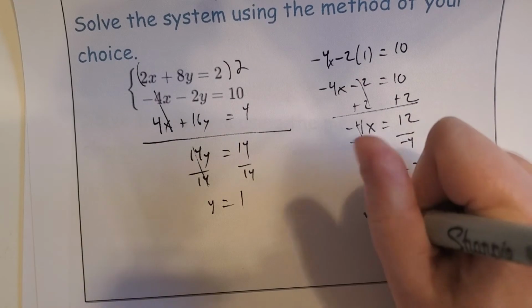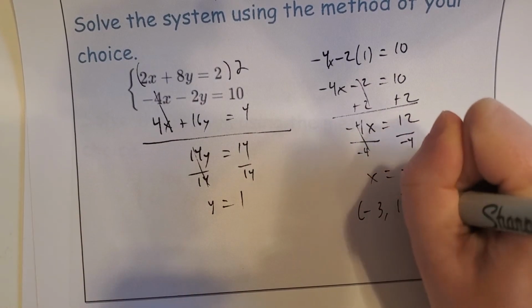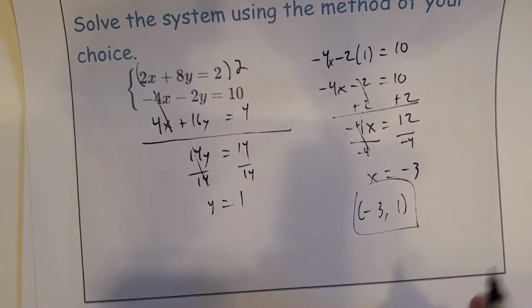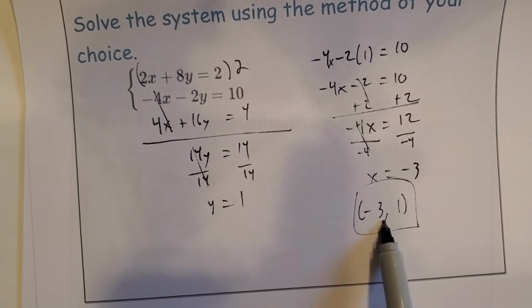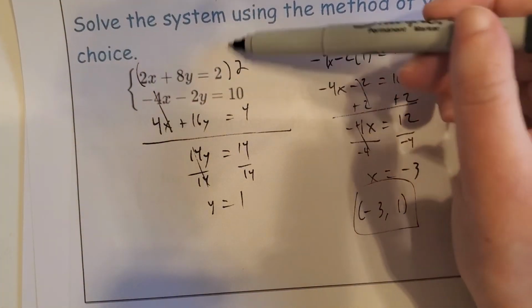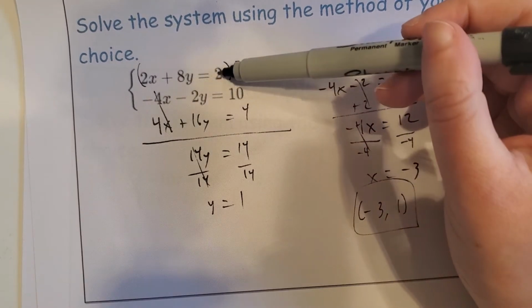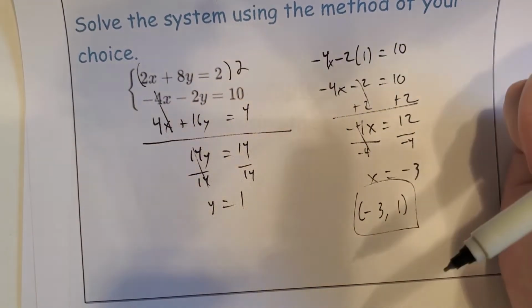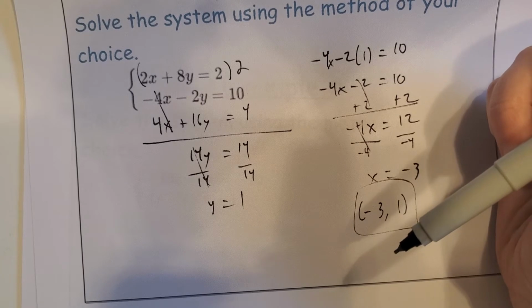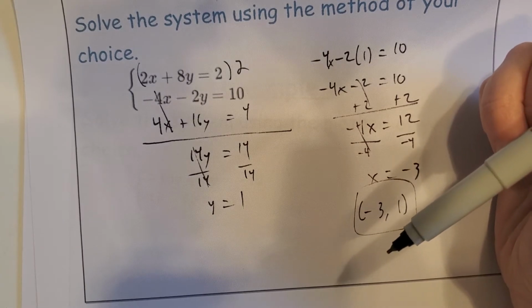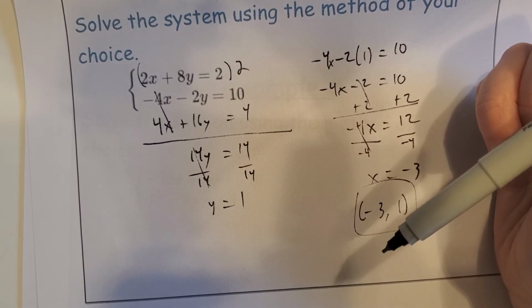And as always, if it says to check your answer, you would have to plug both the x and the y into both equations and make sure you get true statements both times. Like 2 equals 2 and 10 equals 10. That's what you would be looking for in problems like this in order to make sure that you're doing everything right.